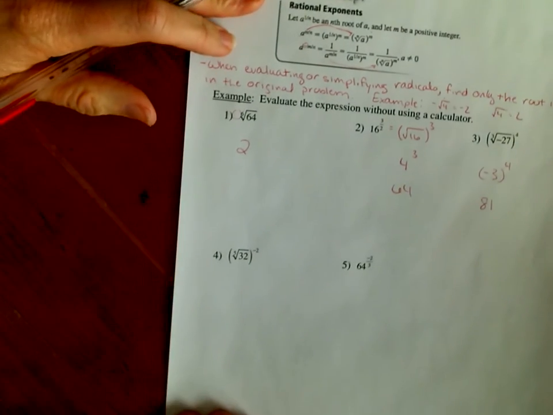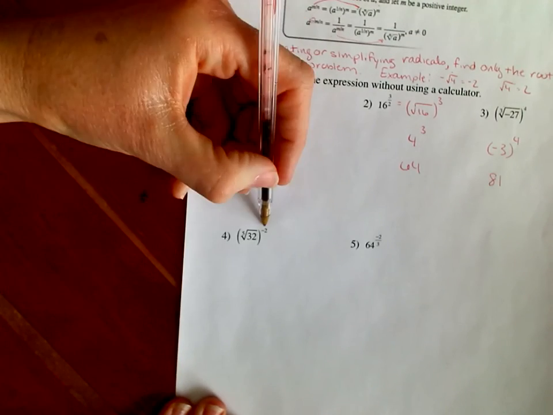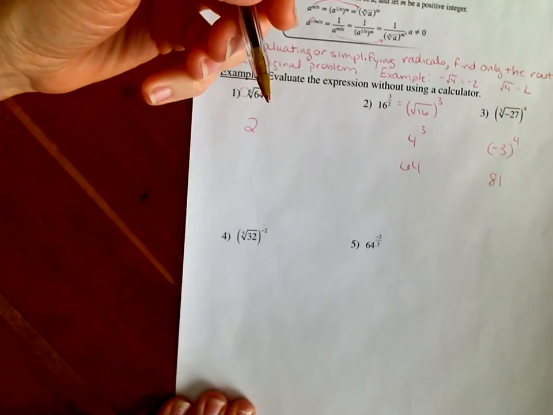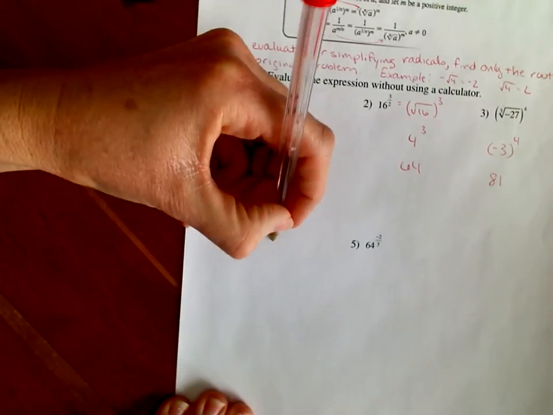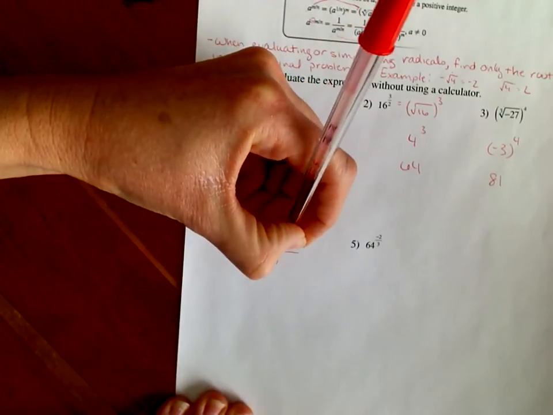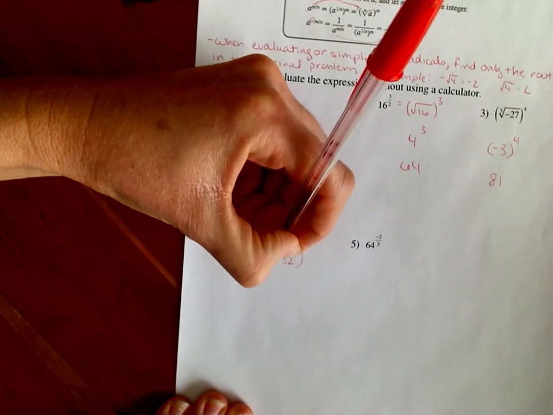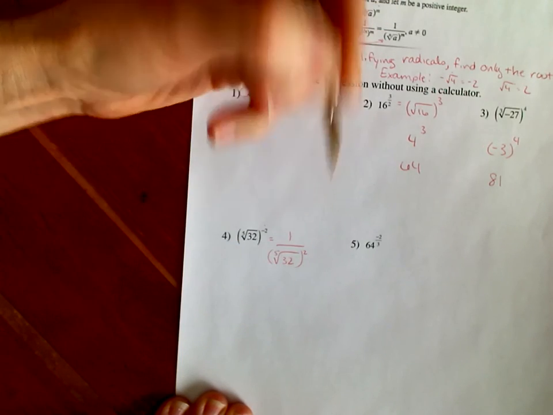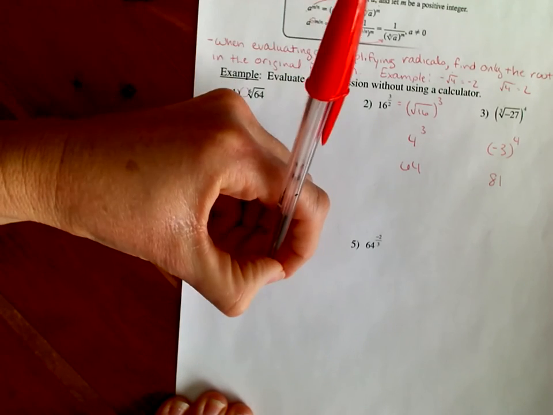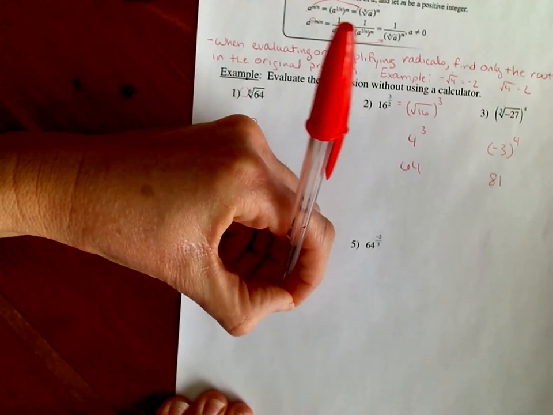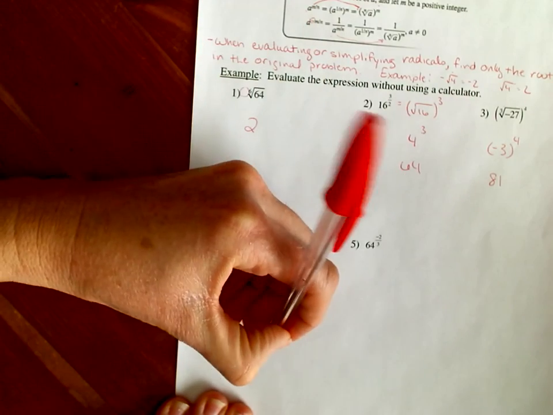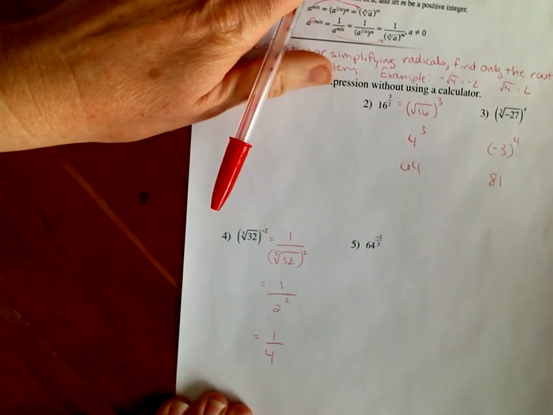Now, if you look at example 4, notice that you have a negative exponent. Remember, the negative part of the exponent just means the reciprocal of. So I'm first going to rewrite this as the reciprocal of the 5th root of 32 to the 2nd power. Now I'm going to simplify the radical that's in the denominator. The 5th root of 32 is 2, and 2 to the 2nd power will give me a final answer of 1 over 4.